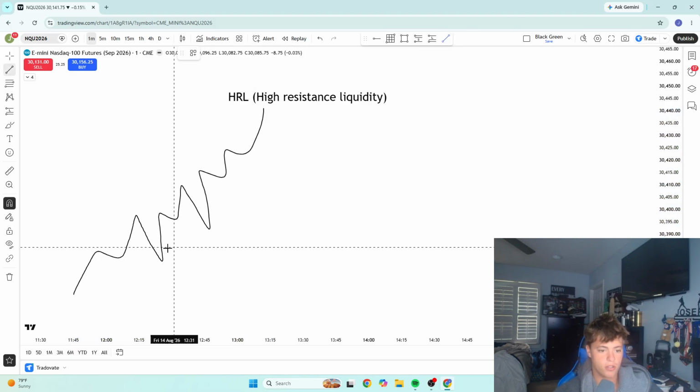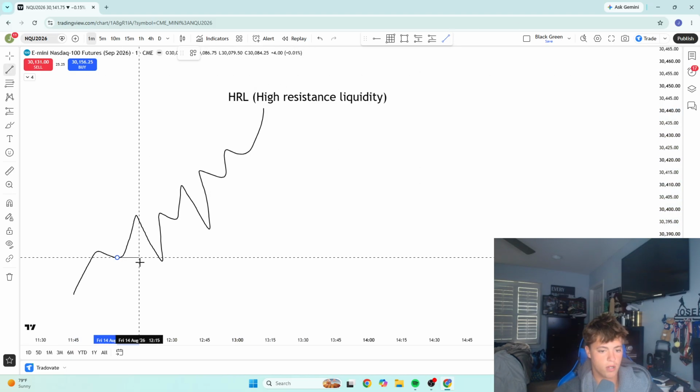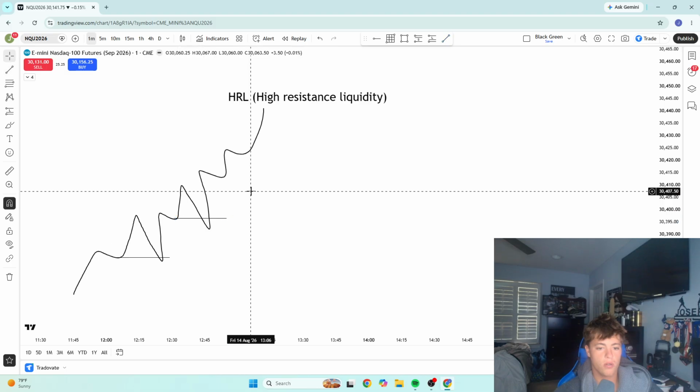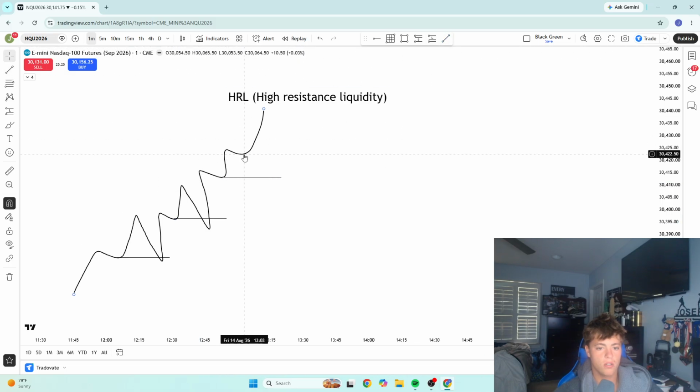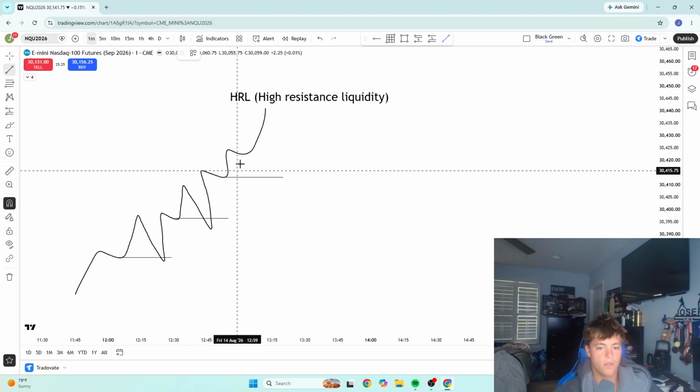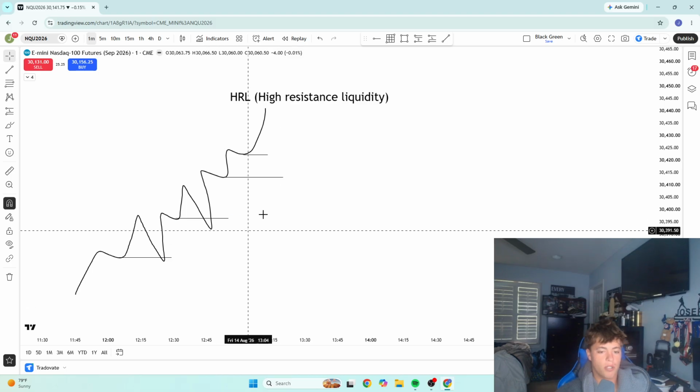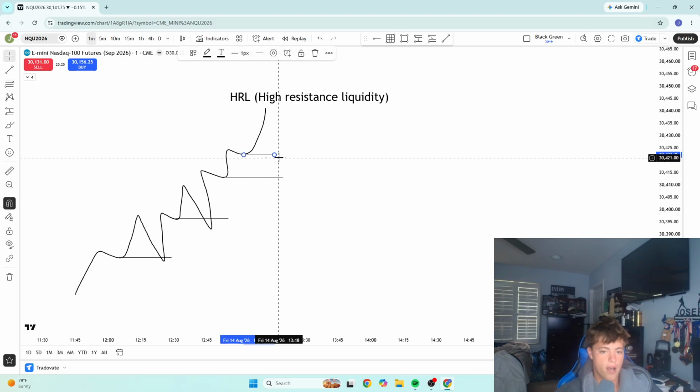Why is this high resistance? Oh, nice. Swing low. Oh, what? It got broken? Swing low. What? It got broken? Swing low, swing low. See how this swing low got broken? Well, now it's going to be seen as high resistance.